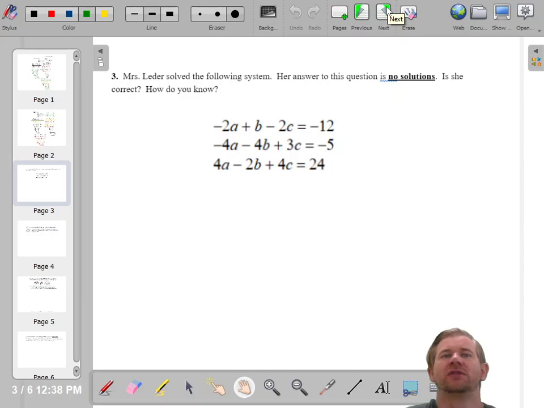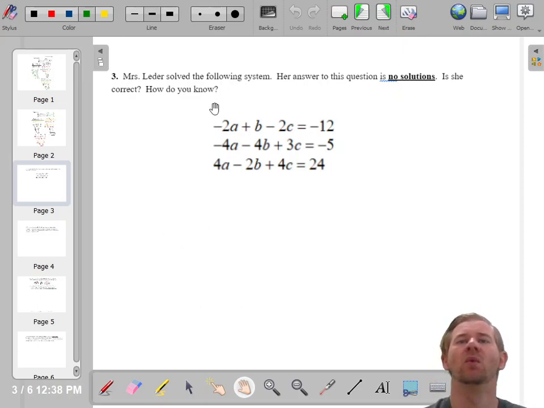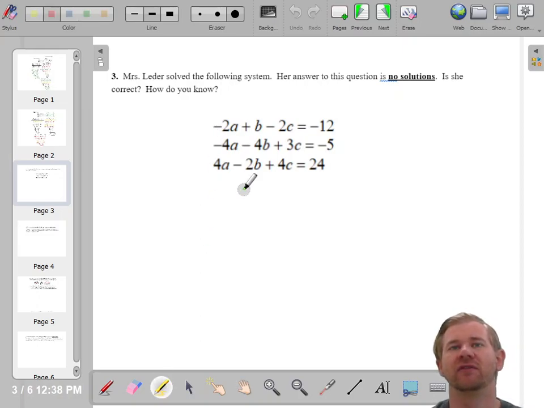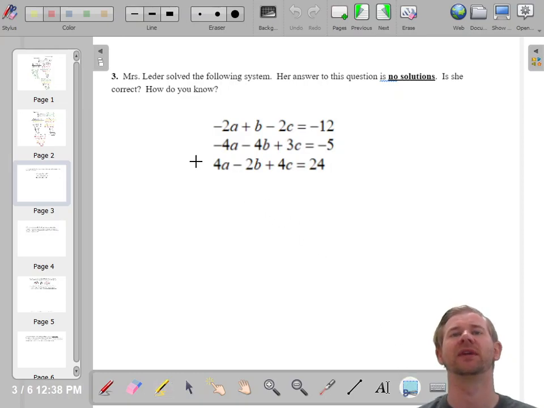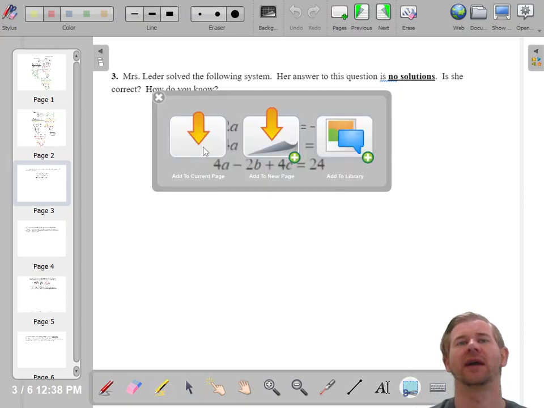Her answer is no solutions. Is she correct? I don't know. Let's see. What would be a good variable to get rid of? I could probably do A pretty easily. You know what? Let's start with that. I think I can do A right off the bat like that.